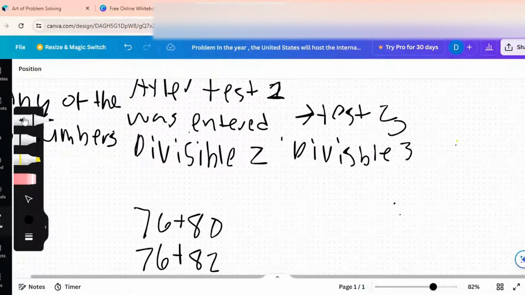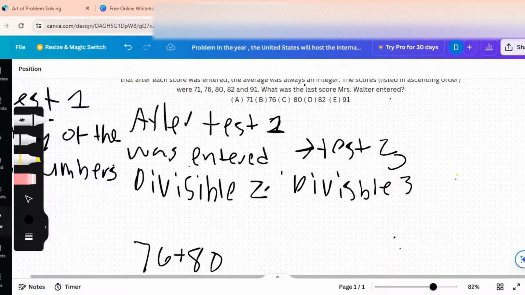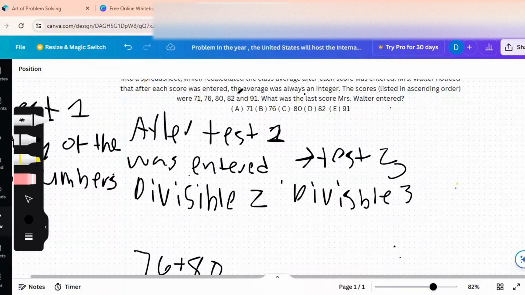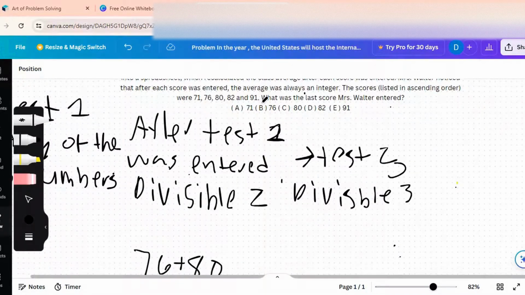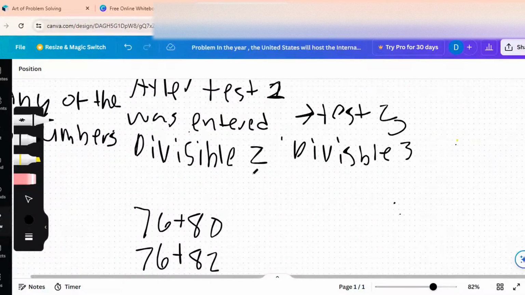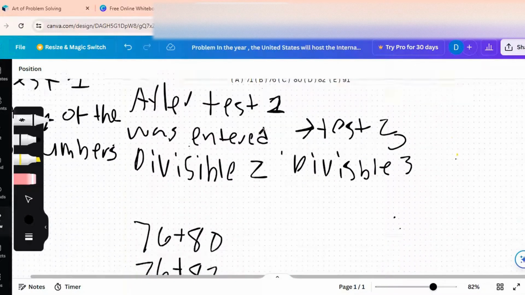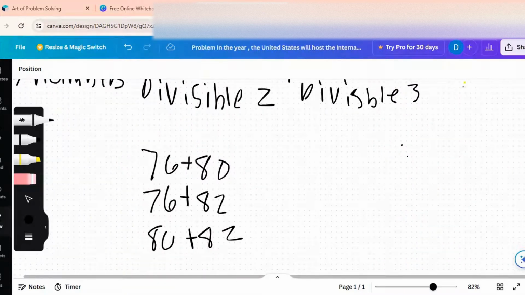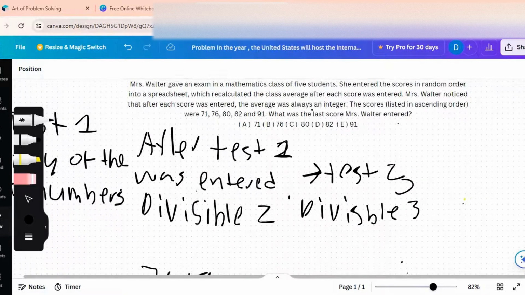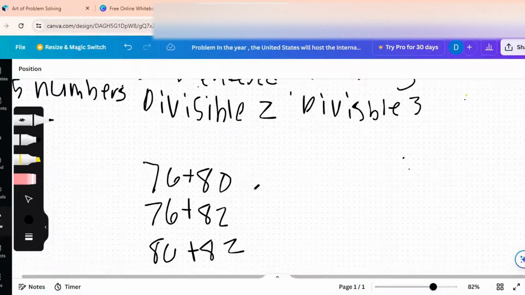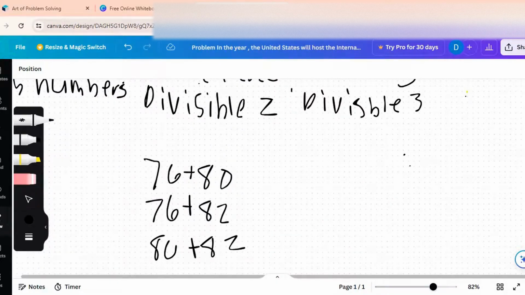So that leaves us with 76 plus 80, and that's 156. That is divisible by 3 using the divisibility rules, because we add up all the digits, and it is divisible by 3. However, once again, none of the remaining numbers are divisible by 3. So even if this is divisible by 3, we need another one for it to work. 76 plus 82, that's 158, and that is indeed not divisible by 2, so we can leave it to the side.